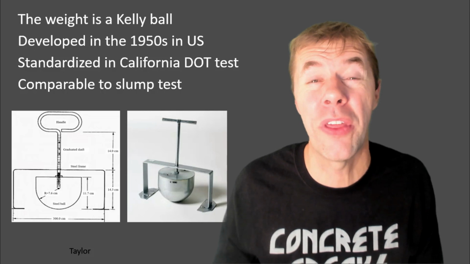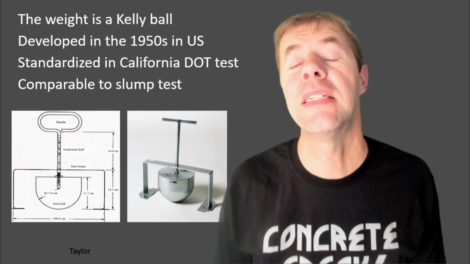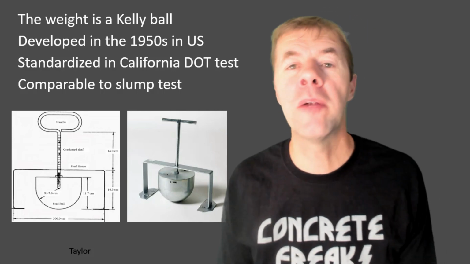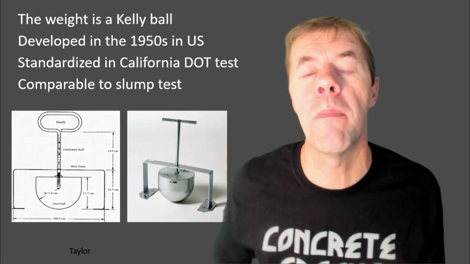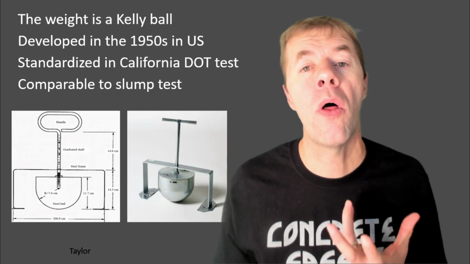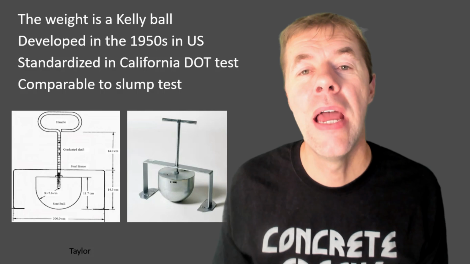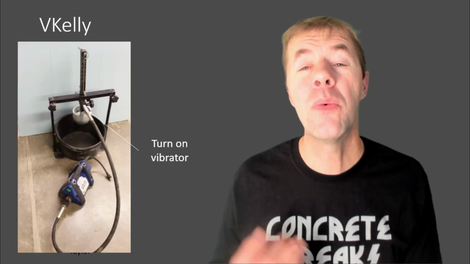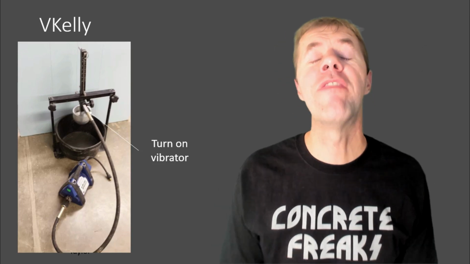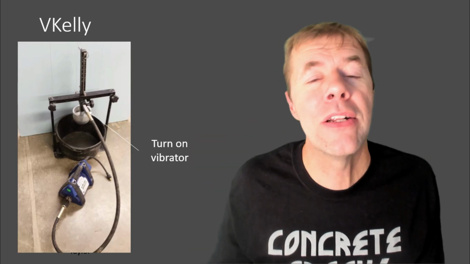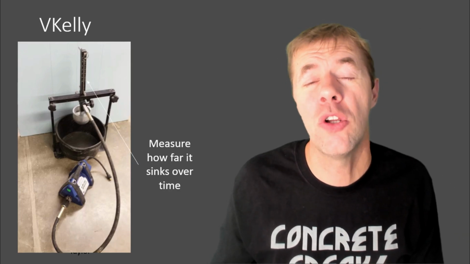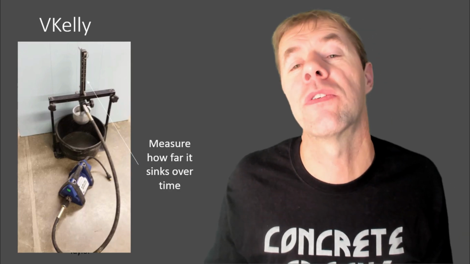And this is called the Kelly ball. It's been around since the 1950s. It's been used in the state of California. And they think it's comparable, gives you some insight into slump for very, very low slump concrete. So Peter's using that Kelly ball already, that shape and that weight as the basis for his test. But then what he does is he amps it up a little bit, just like Peter does. You turn on the vibrator, and it starts shaking, and it drops that ball further into the concrete. And you measure basically how far it sinks over time.